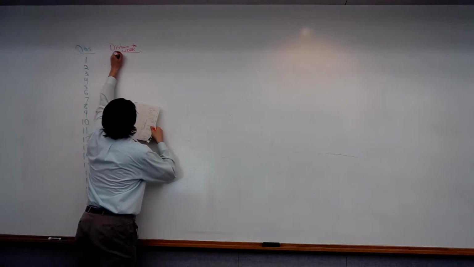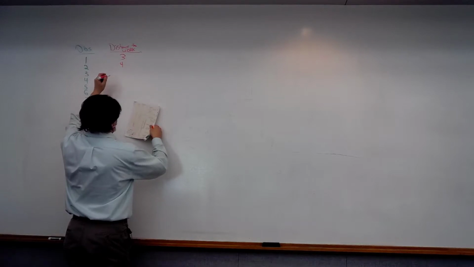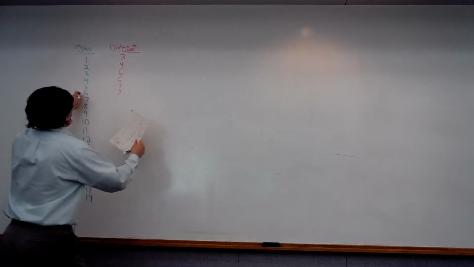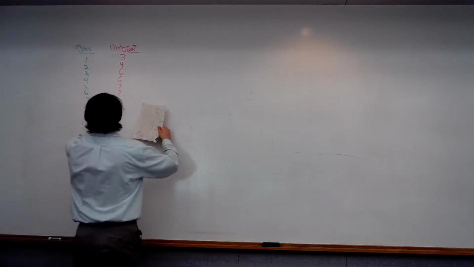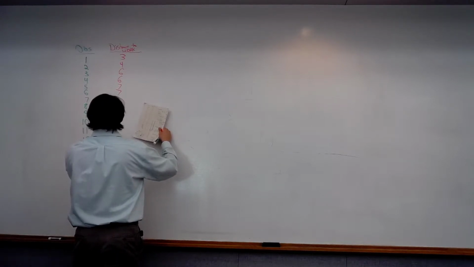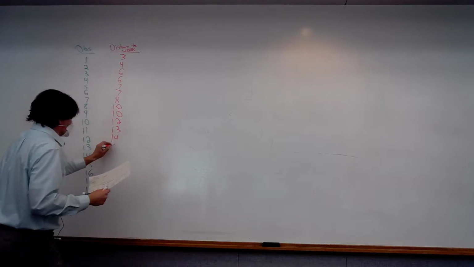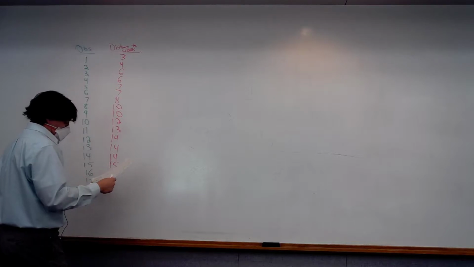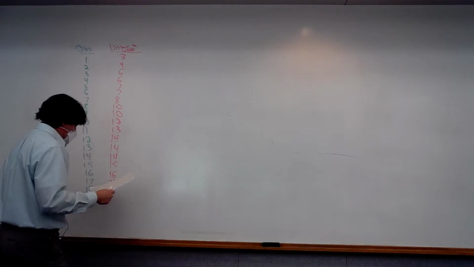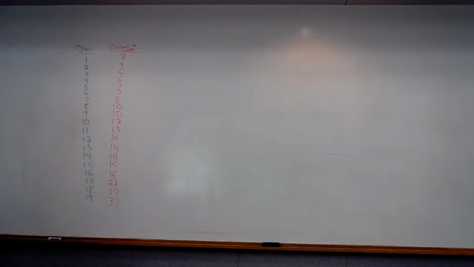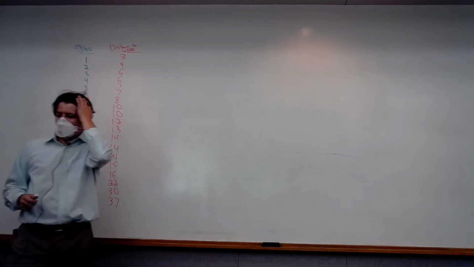And the following values: 3, 4, 6, 6, 7, 7, 8, 10, 10, 12, 13, 14, 14, 14, 15, 16, 22, 30, and 37. Okay, so I have 19 observations here, and I have the distance each of these travel to work.